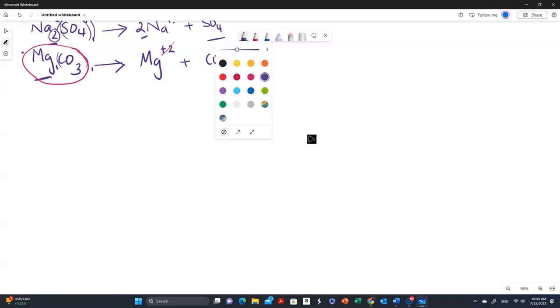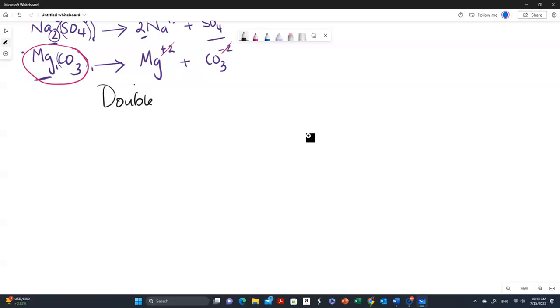In this video, we are going to see the double displacement reaction. So it's called a double displacement reaction. A double displacement reaction is where you swap out your partners.